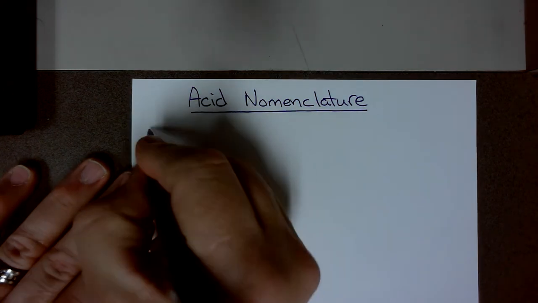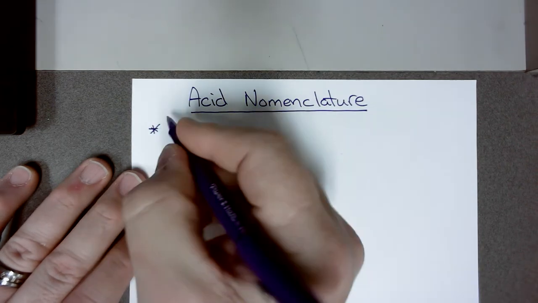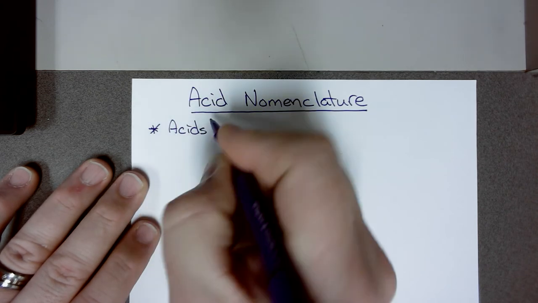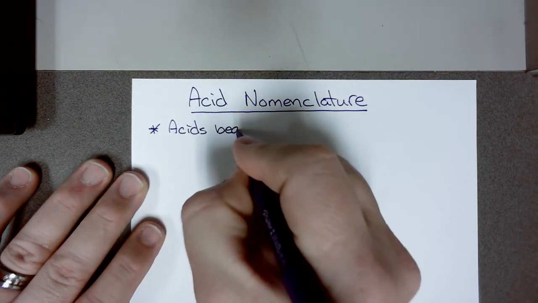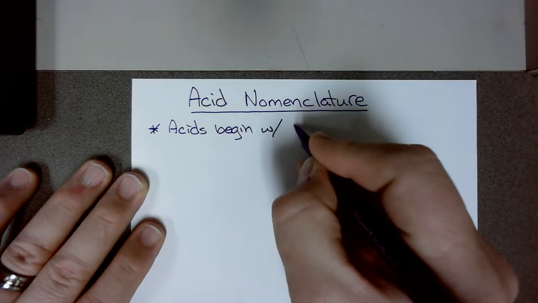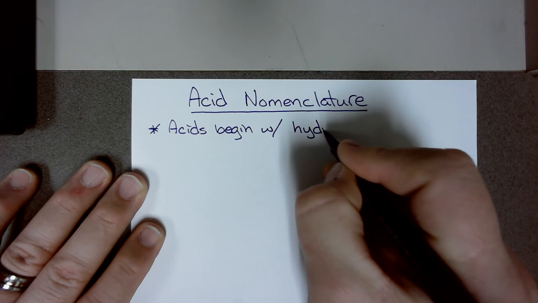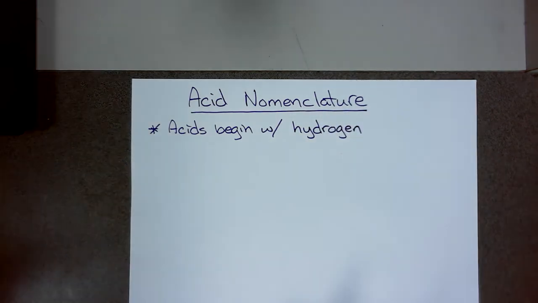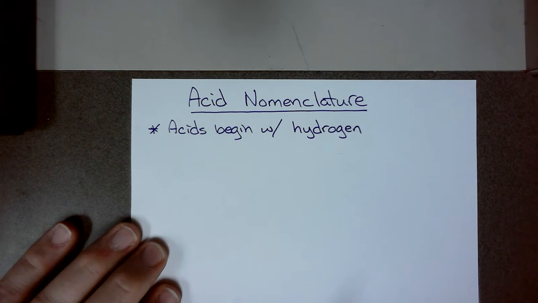Now we know an acid is an acid because acids begin with a hydrogen. So if your formula has a hydrogen up front, then you know it's an acid. So it's another decision step when you're looking at a formula to decide how to name it.